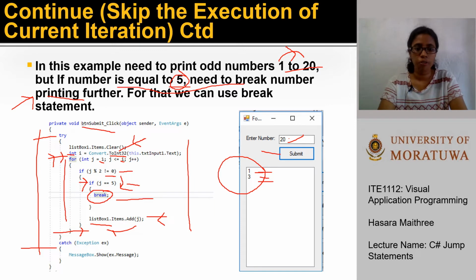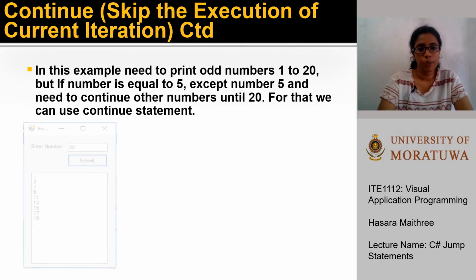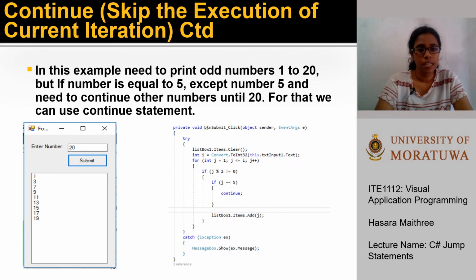I hope now you understand the logic and why we have put the break statement in this example. Now let's look into another example. Again, we want to print odd numbers from 1 to 20, but here we will be printing all the odd numbers from 1 to 20 except for the value 5.